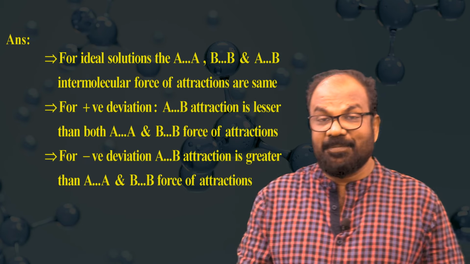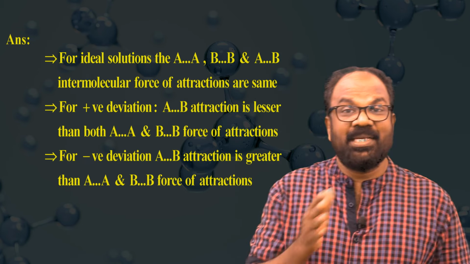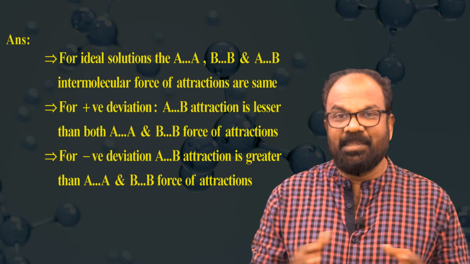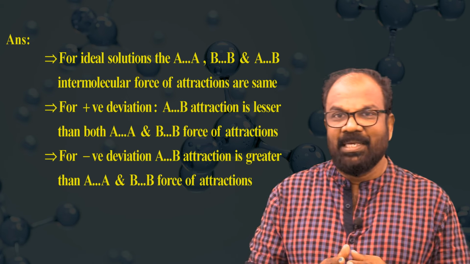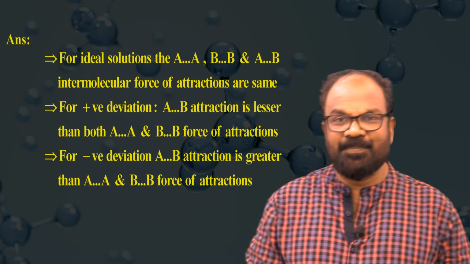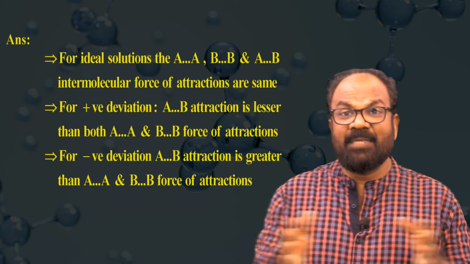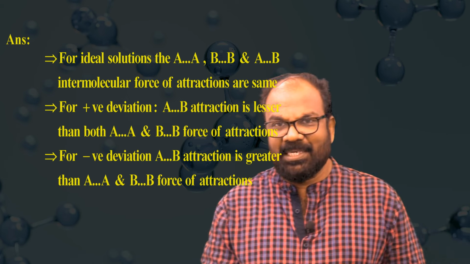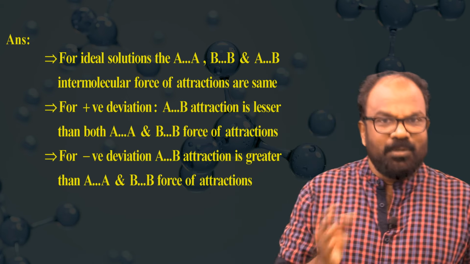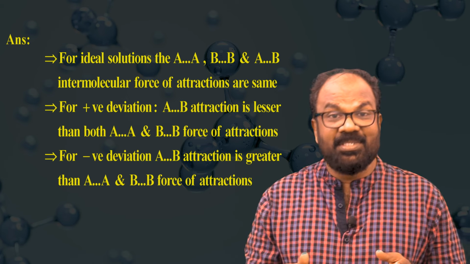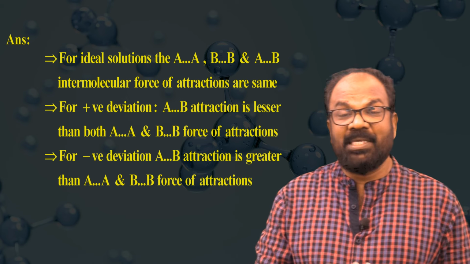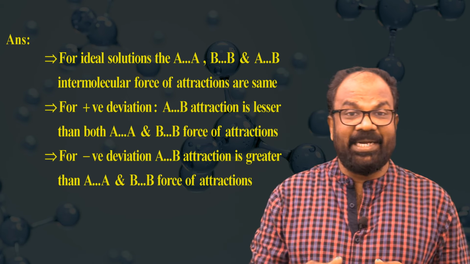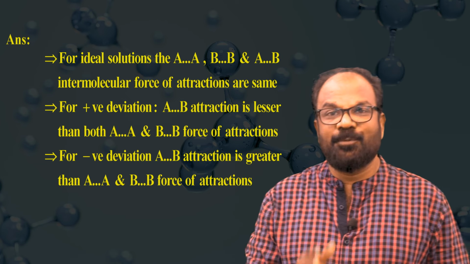The intermolecular force of attraction present in the solvent A can be represented as AA force of attraction, that in B as BB force of attraction, and that in solution as AB force of attraction. For ideal solutions, these three forces, AA, BB and AB, must be the same. For positive deviation, AB force of attraction is lesser than both AA and BB. For negative deviation, AB force of attraction is greater than both AA and BB.